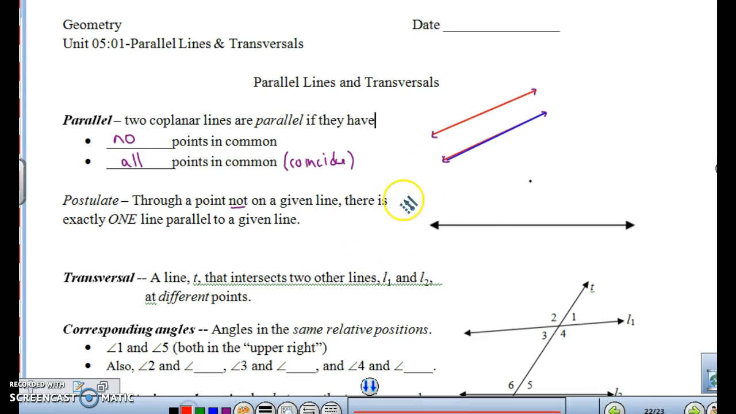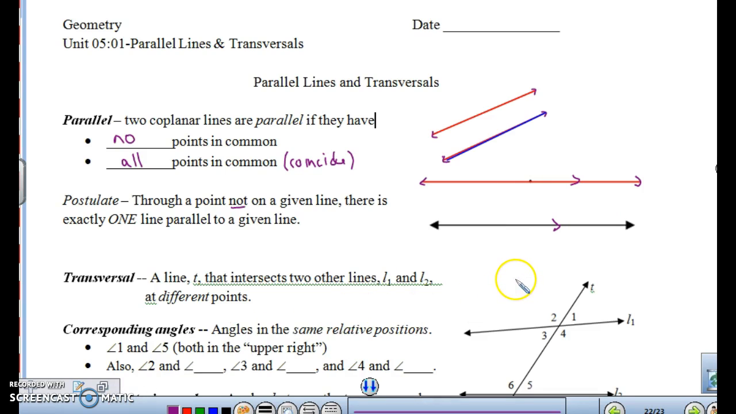So if you were to draw the line in, there's only one line that you could draw that would be exactly parallel to this line. There's no other way I could draw a line to make it parallel to this line that would go through that point. So that's an important idea.